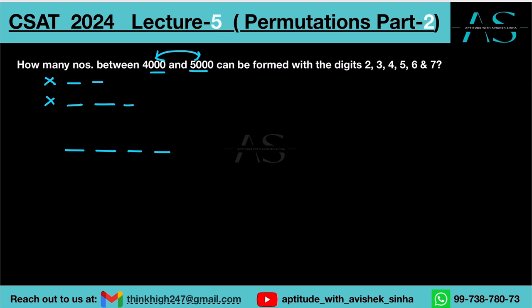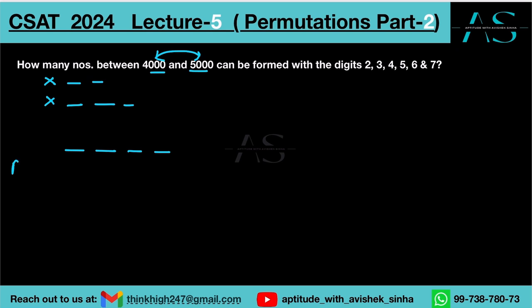Now, can the digits be repeated? Yes. Because among the numbers between 4,000 and 5,000, the repeated digits are also there. That is, 4001 or 4002 is also an option, but 0 is not there. But you are getting my point. That is, 4222 is also present between these two, where the digits are being repeated.